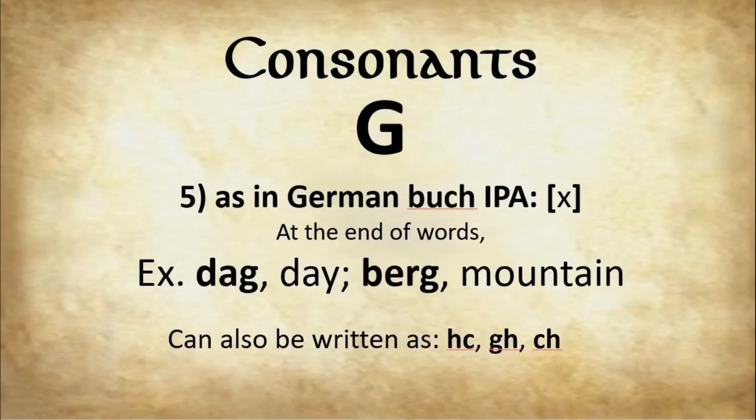Number 5, really 6, because if you count the previous one as having 2. But anyway, number 5, similar to a sound we had before, as in German Buch. And this occurs at the end of words. So we have Dach, de, der, mountain. And it can also be written as HC, GH, or CH.